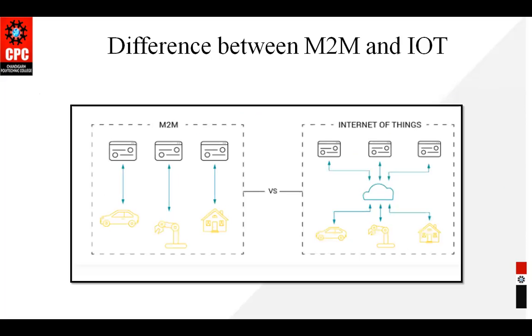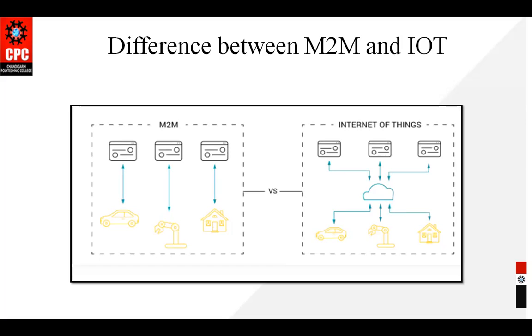This figure is clearly showing the difference between M2M and IoT. M2M on the left side shows how two devices are directly communicating, whereas in the Internet of Things, three devices are communicating across a single cloud network, which is further communicating with different devices. That is the major difference between M2M and the Internet of Things.